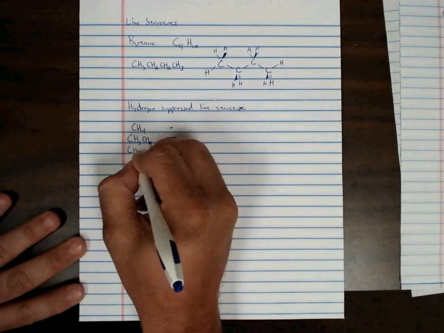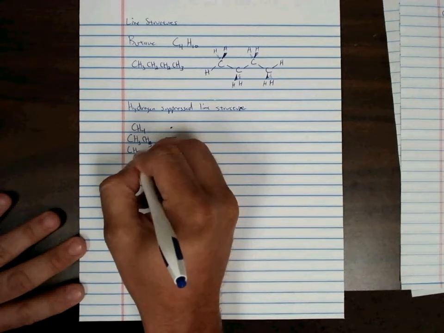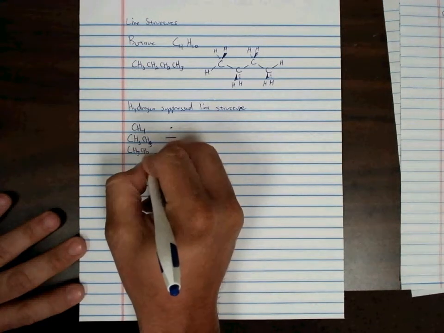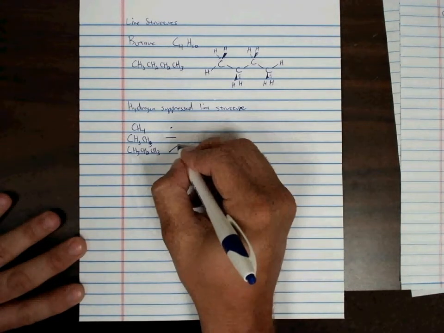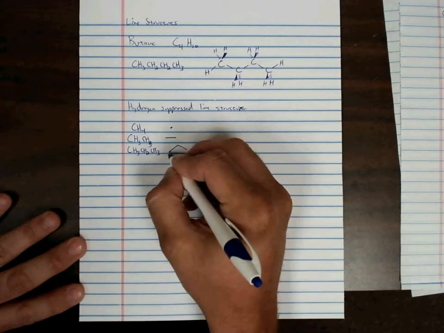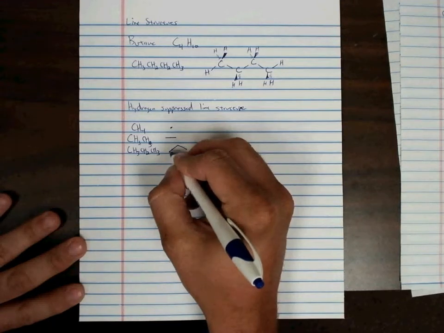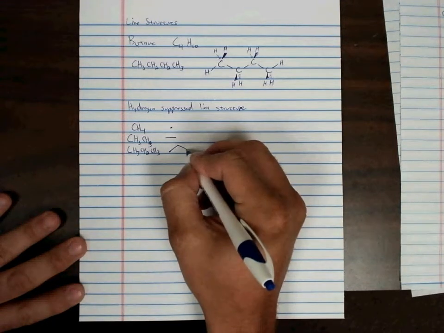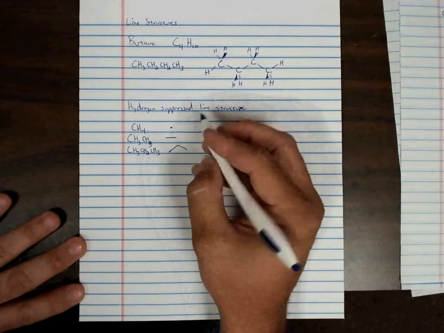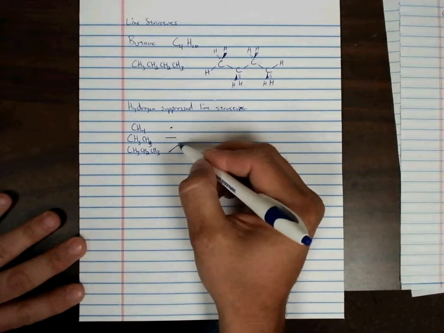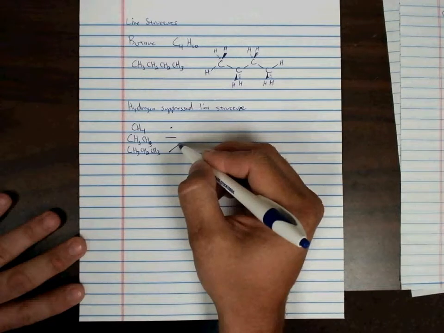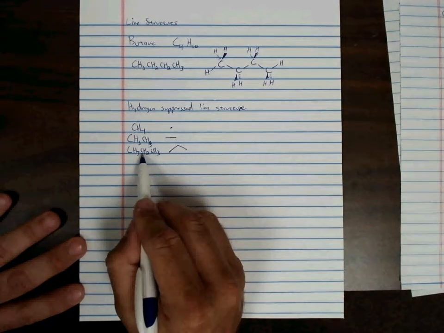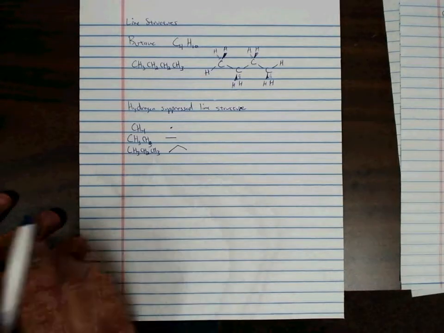If we go up one more unit, CH3, CH2, CH3 is propane. We're going to draw it like this. This carbon here has 3 hydrogens attached to it. This carbon here has 3 hydrogens attached to it. The carbon here, though, at the apex of these 2 lines only has 2 hydrogens attached to it, which is exactly the same as we see in the structural formula.